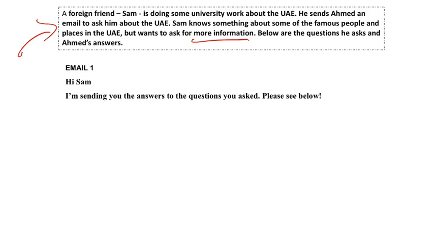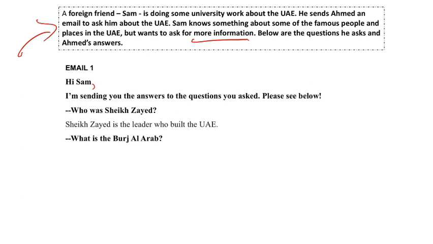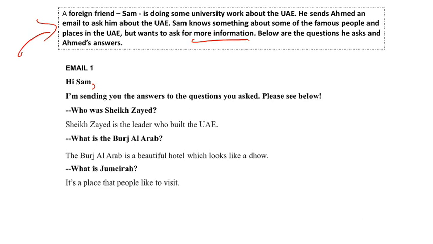So here is, Ahmed forgot a comma there. Hi Sam, I'm sending you the answers to the question you asked. Please see below. Who was Sheikh Zayed? Sheikh Zayed is the leader who built the UAE. What is the Burj Al Arab? The Burj Al Arab is a beautiful hotel which looks like a dhow. What is Jumeirah? It's a place that people like to visit.